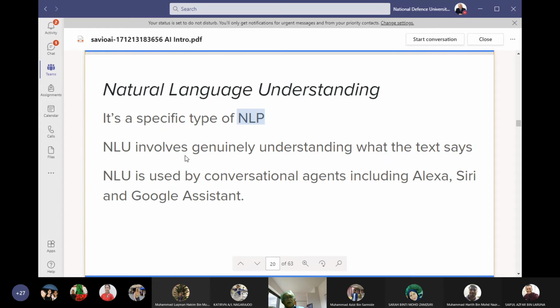Natural language understanding involves genuinely understanding what the text says. Just now, in the example, I asked who is the Prime Minister of Malaysia, and the answer from Google was Muhyiddin Yassin. And I asked who is the wife of this Prime Minister of Malaysia, and it said Noraini. So interesting. They use this in Alexa, Siri, and Google Assistant. Google Assistant, just now, we gave you the demo.